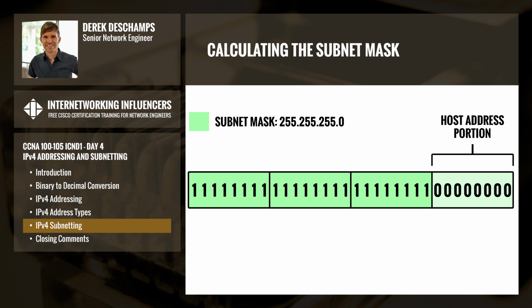So let's calculate the subnet mask for our 4 new subnets. To do this, we write out the original subnet mask in binary and identify the host address portion by looking for the bits that are set to 0.